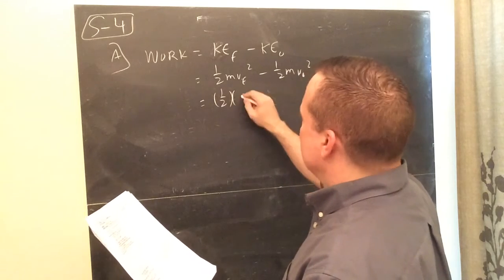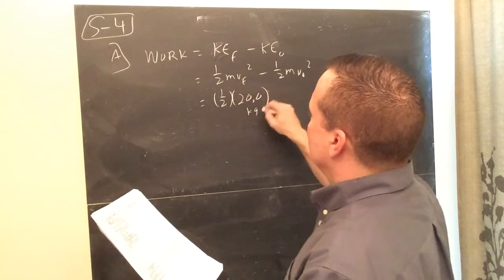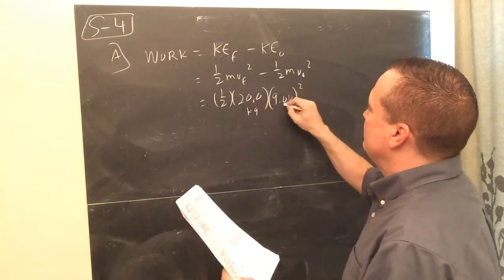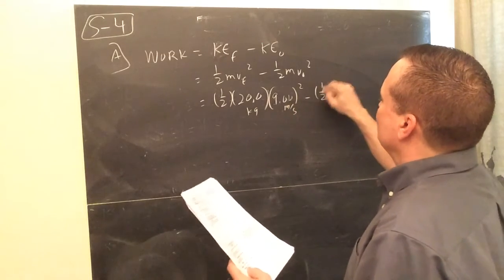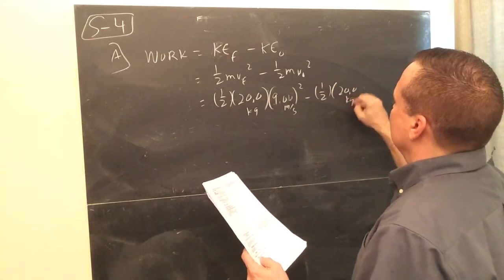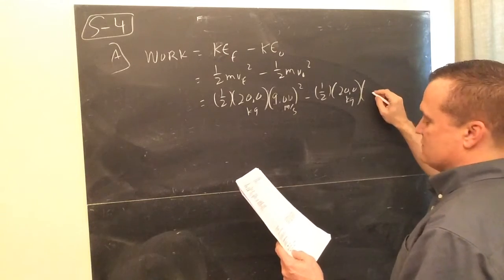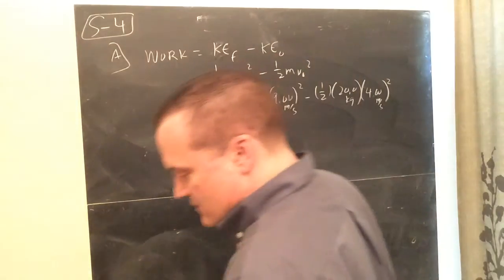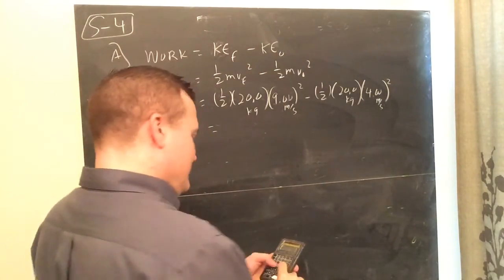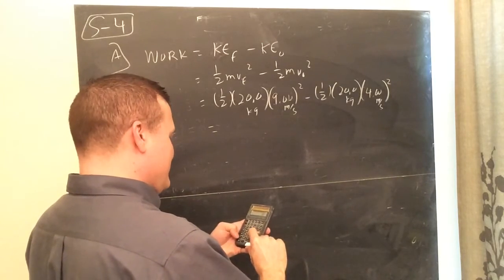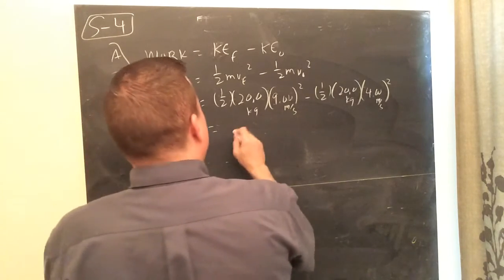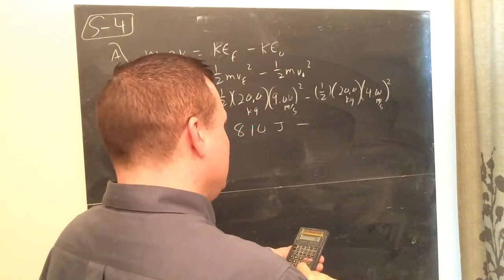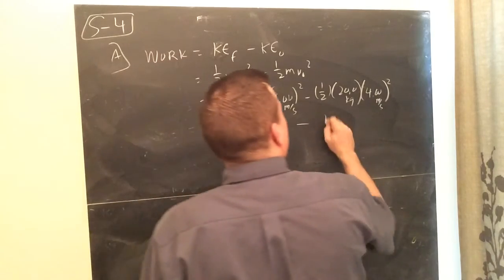The 20 kilograms, final is going to be 9 meters per second. I got to square it. And the initial was 4 meters per second. Okay, so let's get the calculator here. 81 times 20 divided by 2, 810. Minus 16 times 20 divided by 2, 160.